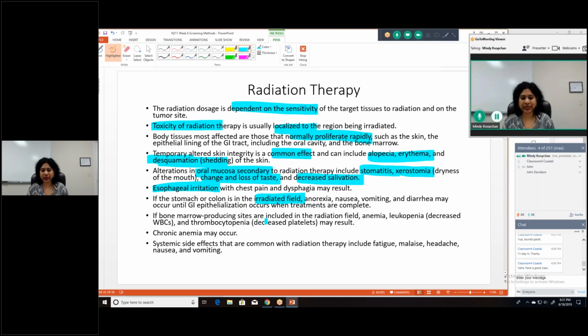If bone marrow producing sites are included, now we have anemia, leukopenia, thrombocytopenia. Think about the area that's being affected and what would make sense for complications in that area. Chronic anemia may happen. Systemic side effects that are common with radiation: fatigue, malaise, headache, nausea, and vomiting.